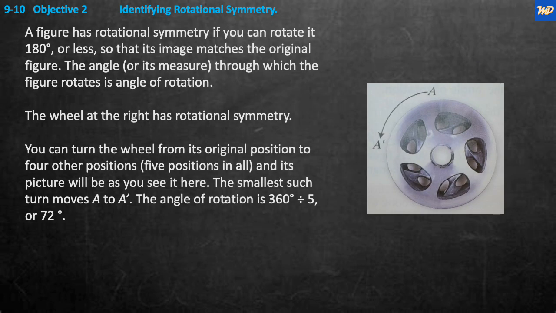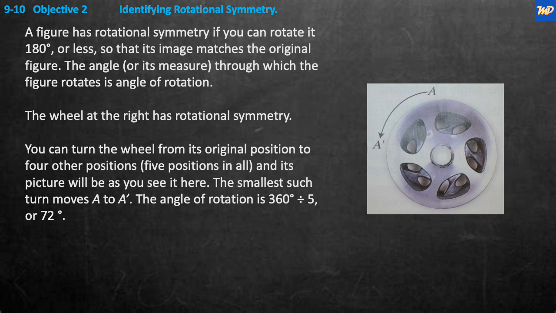Objective 2, identifying rotational symmetry. A figure has rotational symmetry if you can rotate it 180 degrees or less so that its image matches the original figure. The angle, or its measure, through which the figure rotates is the angle of rotation. That's how far you're rotating: the angle of rotation.